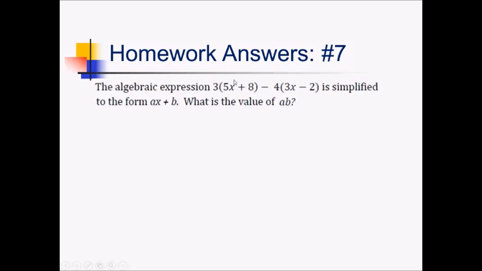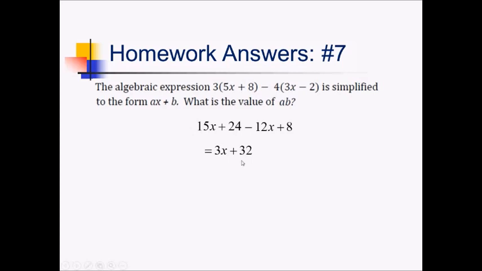So distributing this 3, we've got 3 times 5x is 15x, 3 times 8 is 24. And then distributing negative 4, we have negative 4 times 3x is negative 12x. Negative 4 times negative 2 is plus 8. And then I can combine some like terms here. 15x minus 12x is 3x. 24 plus 8 is 32.